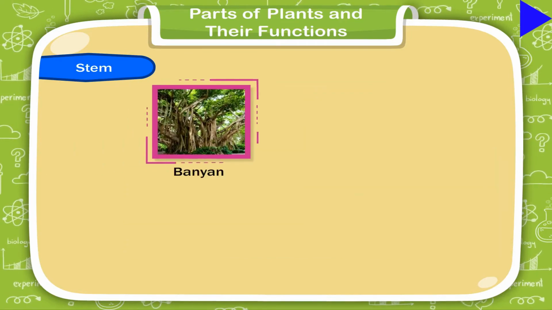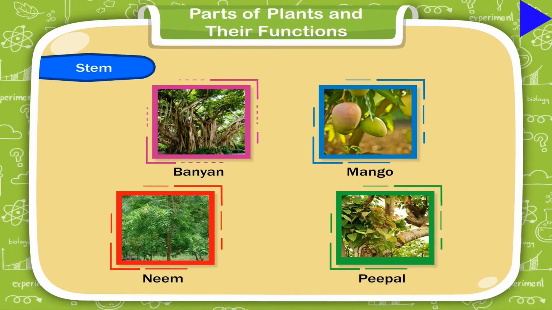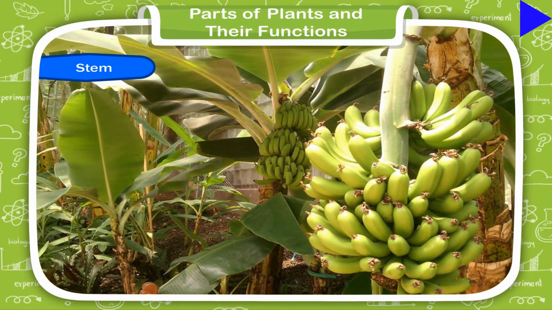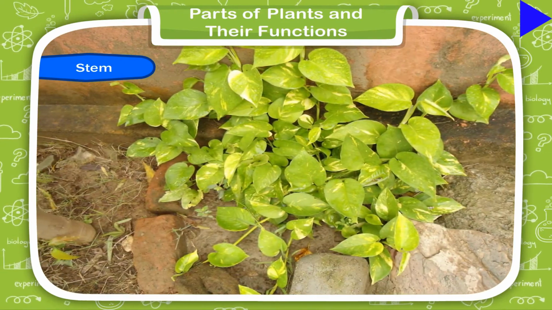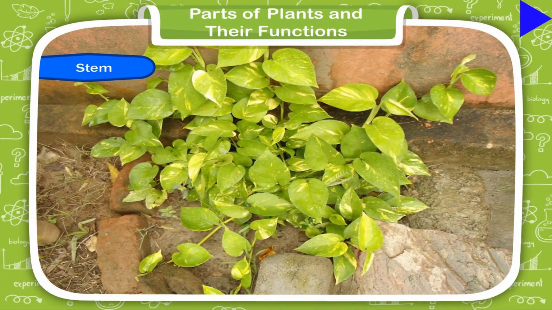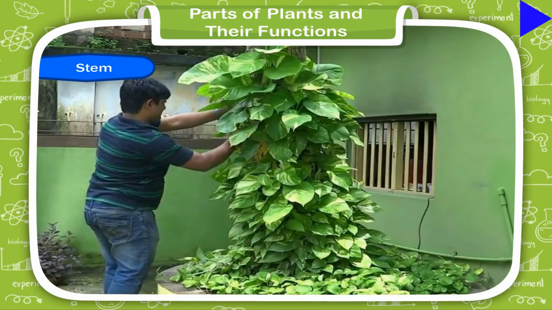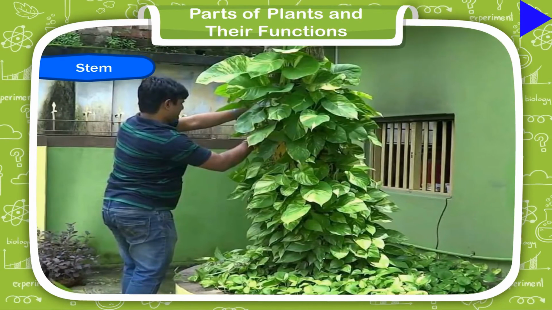Some plants like banyan, mango, neem, and peepal have very hard, woody, and strong stems called trunks. The trunk helps the plant to stand upright. Some plants like banana have a soft, thick, and green stem. Some plants like money plant have very soft and weak stems. They bear leaves, but they cannot hold the plant upright. They need a support to climb up. These plants are called climbers.